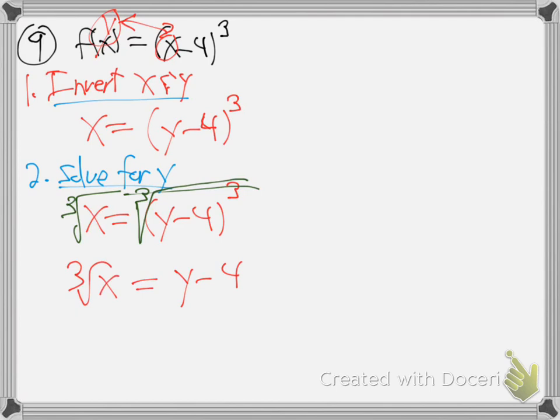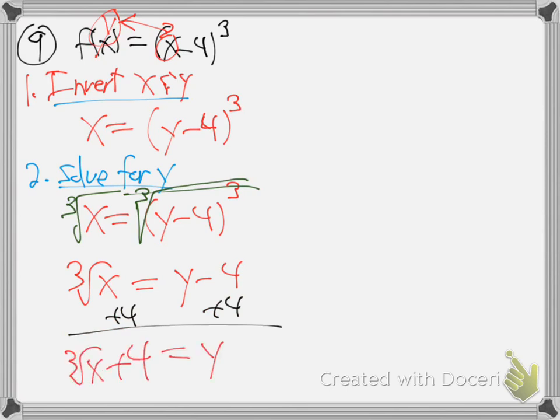And now, to finish getting y alone, we just add 4 to both sides. So y is the cube root of x plus 4. That's the inverse function. You see, that's the opposite. The original function here was subtract 4, third power. The opposite of that is third root, add 4. It's the inverse function. It's the opposite function.